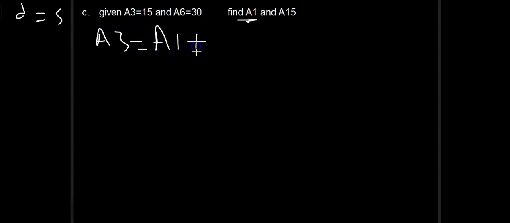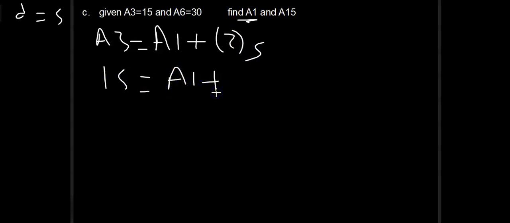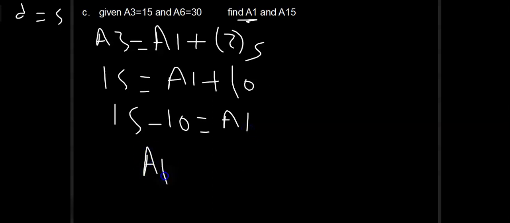So when I do it by using A3, I'm going to get A3 equals A1, that's what I'm looking for, plus N minus 1. N minus 1 will be 2 because 3 minus 1 is 2, and then times D. So I get 5, and A3 is 15. 15 equals A1 plus 2 times 5, which is 10. And 15 minus 10 equals A1. And then luckily I get 5. So my A1 value is also 5.